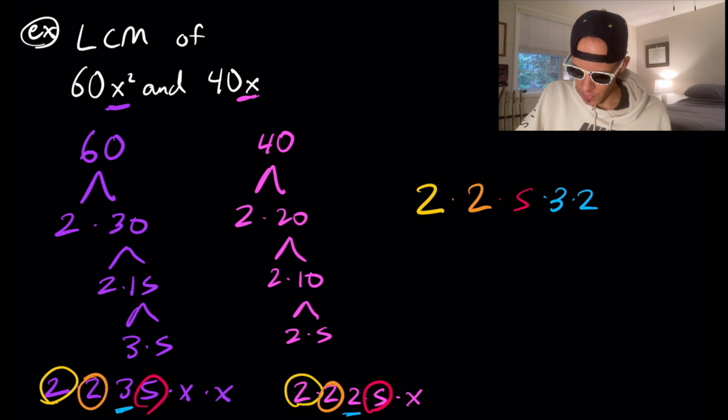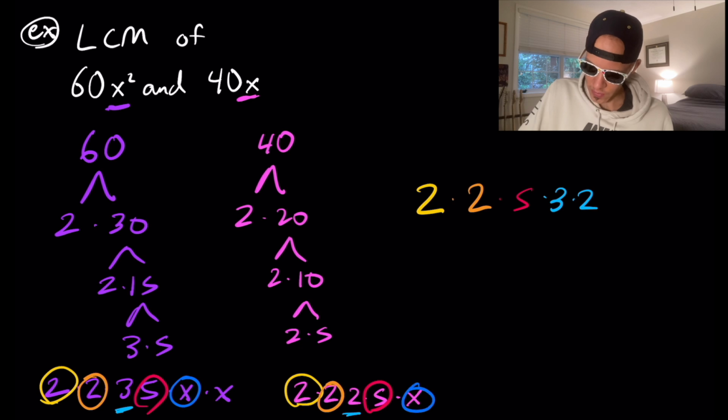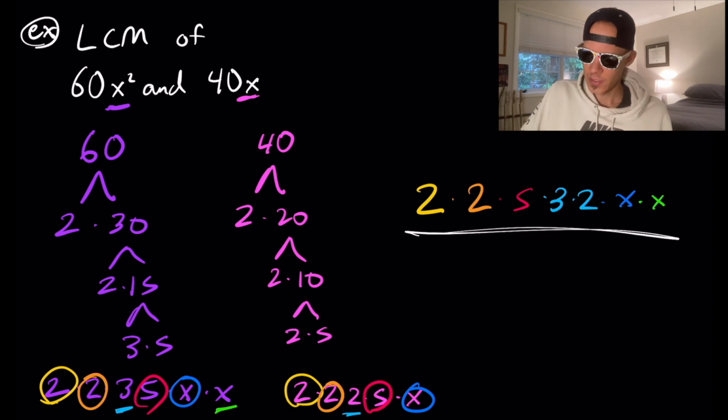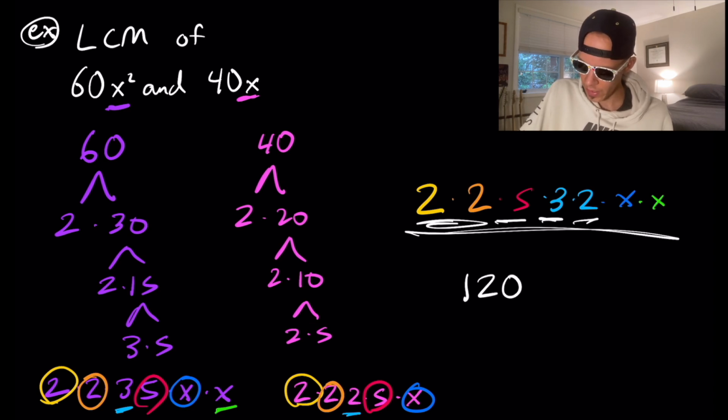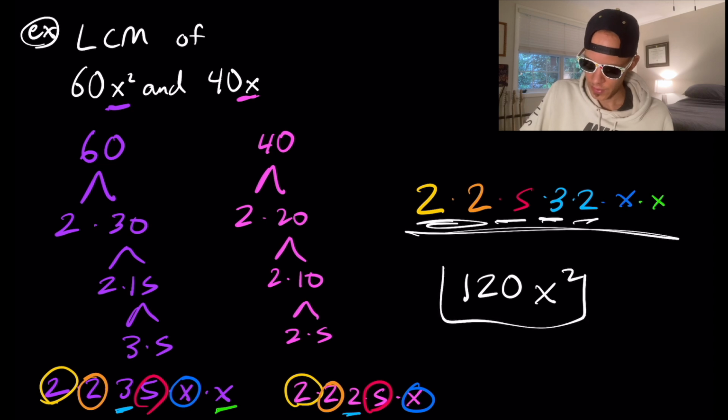And then looking at the variables, we have an x over here and an x over here, so I'll just add an x. And then this last x hanging out by itself, we're going to include him as well. So if you multiply all of these terms together, you'll get your least common multiple. So 2 times 2 is 4, times 5 is 20, times 3 is 60, and then times 2 is 120. And then we'll have x times x, which is x squared.